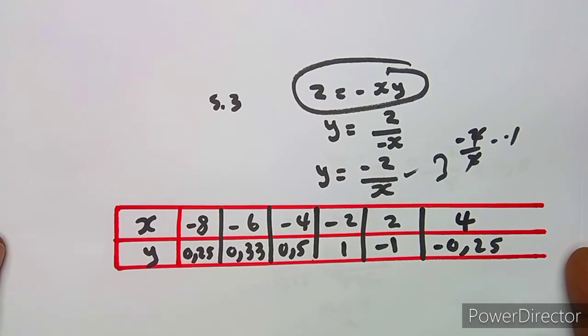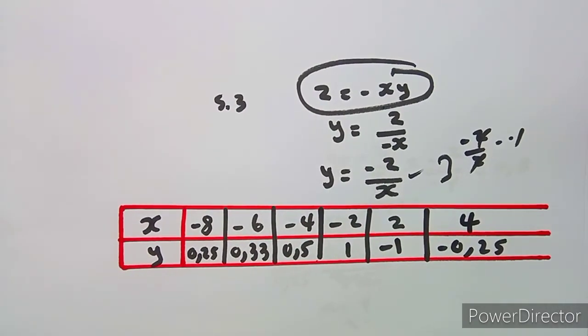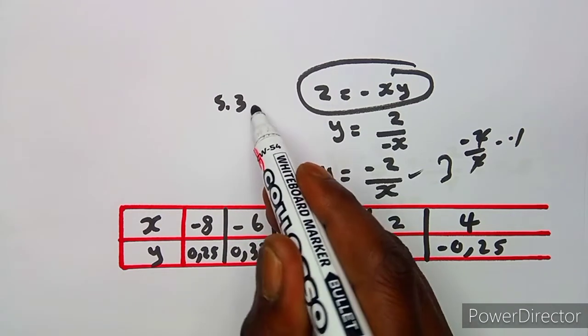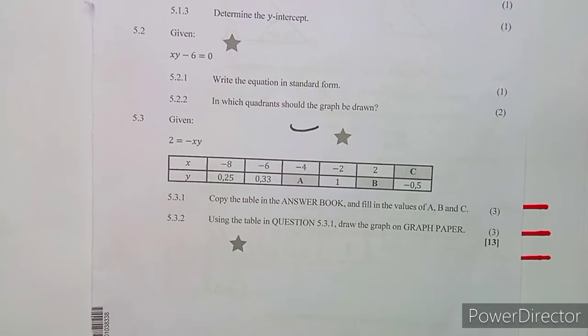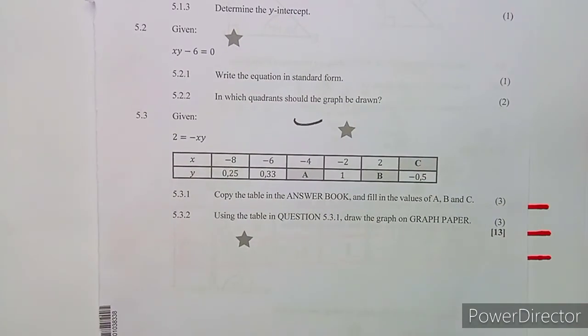So guys, these were the values that we were missing from 5.3.1 there. We were asked to copy the table, to copy and complete.